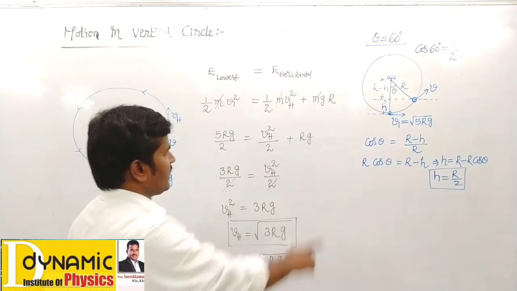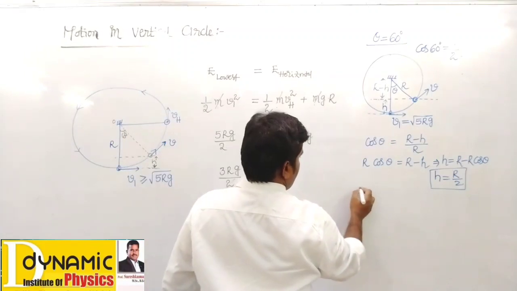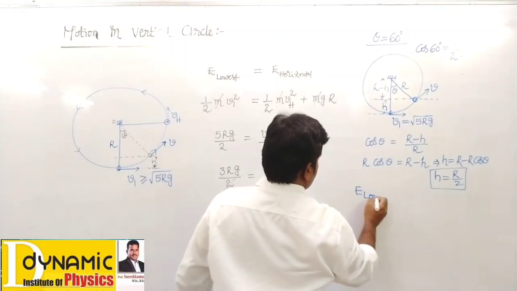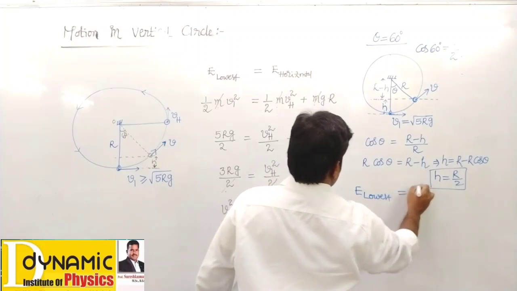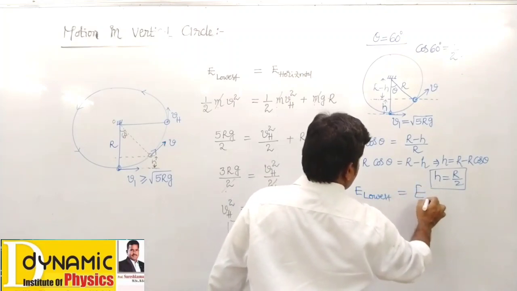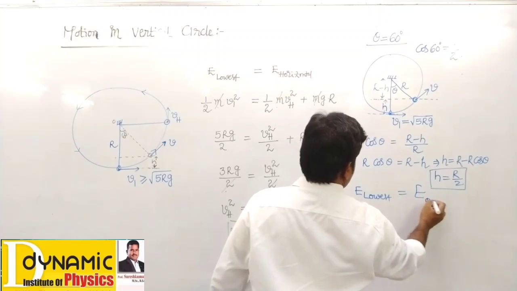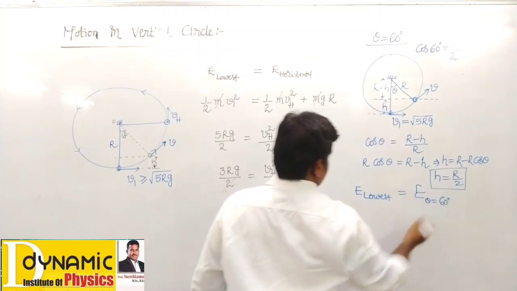Conservation of energy. Energy at the bottom position, that is, the energy at the lowest position, is equal to the energy at the 60 degree position, where theta becomes 60 degrees.